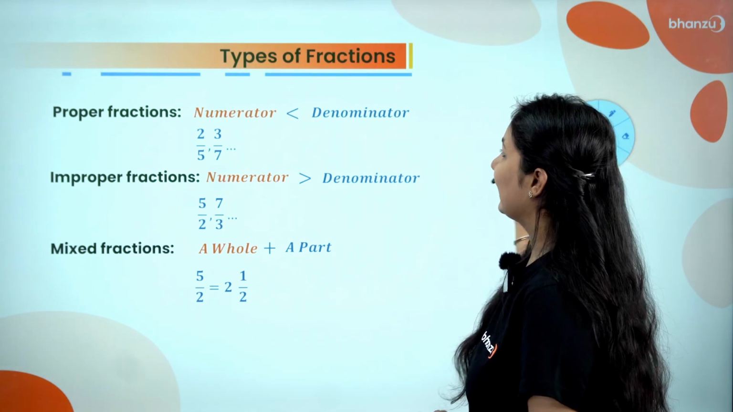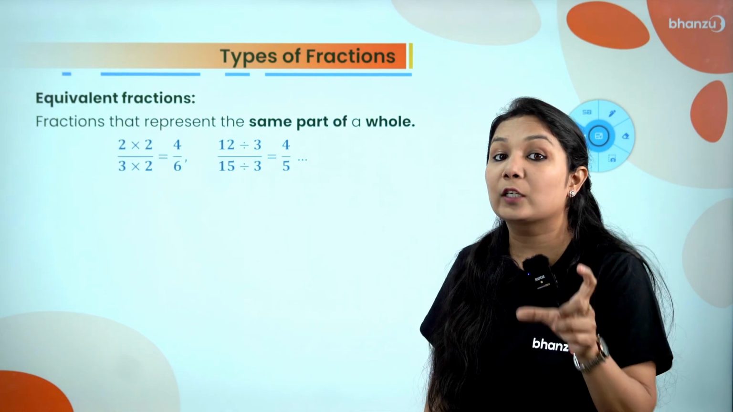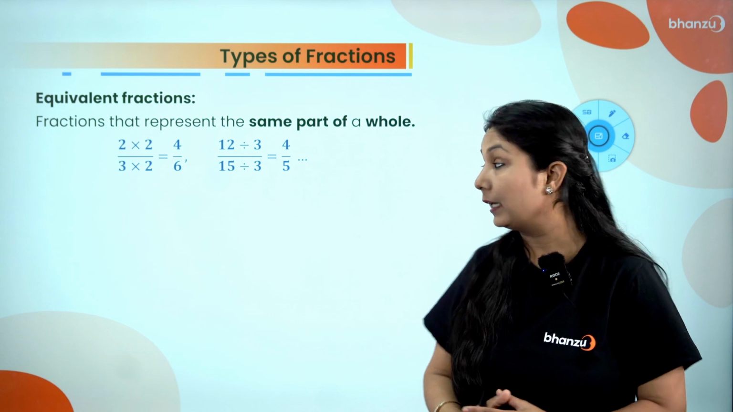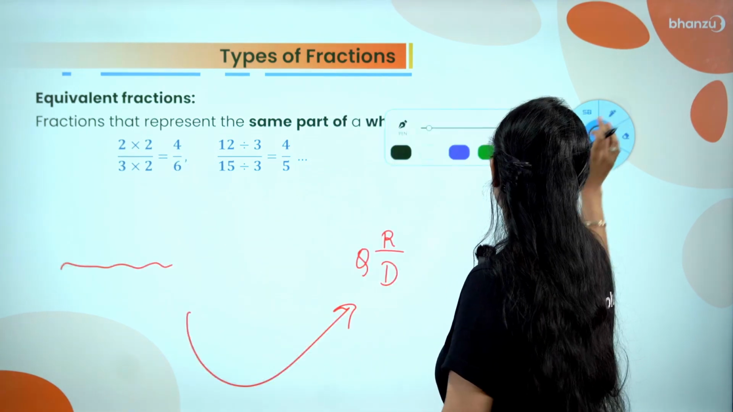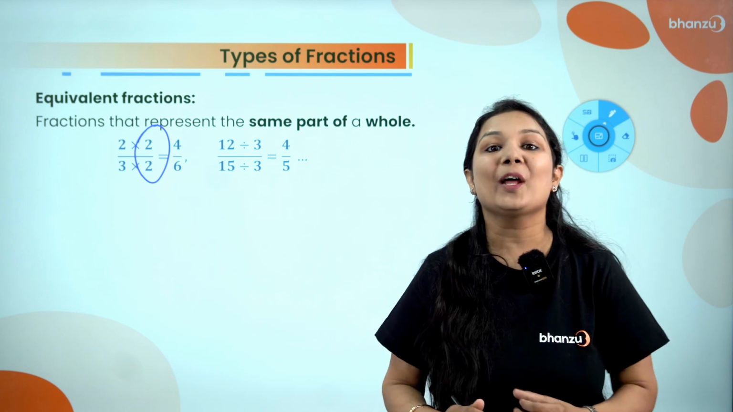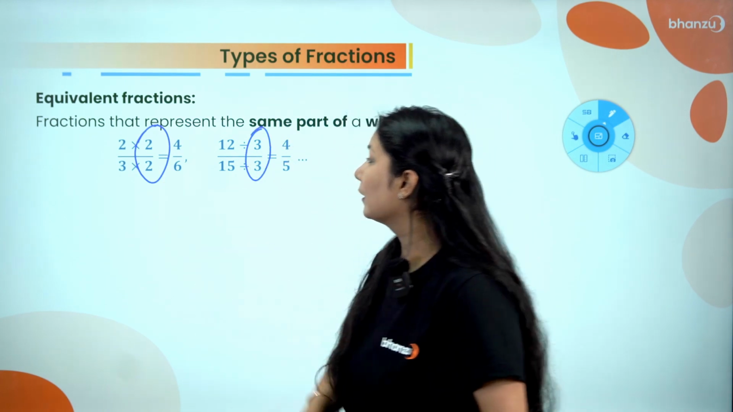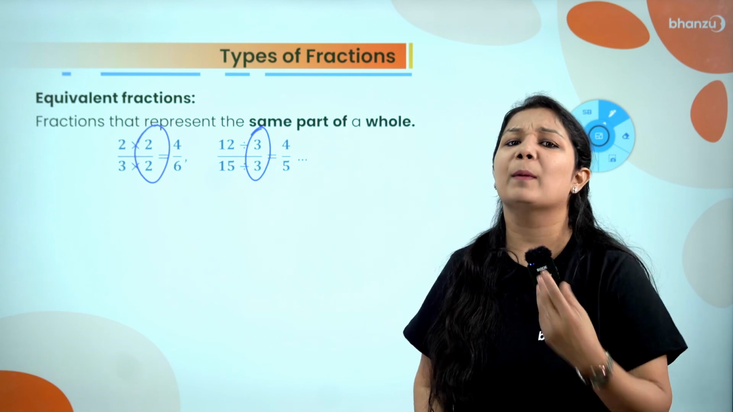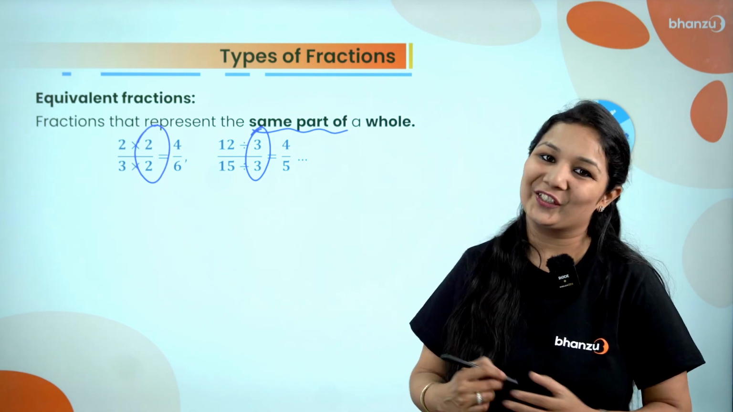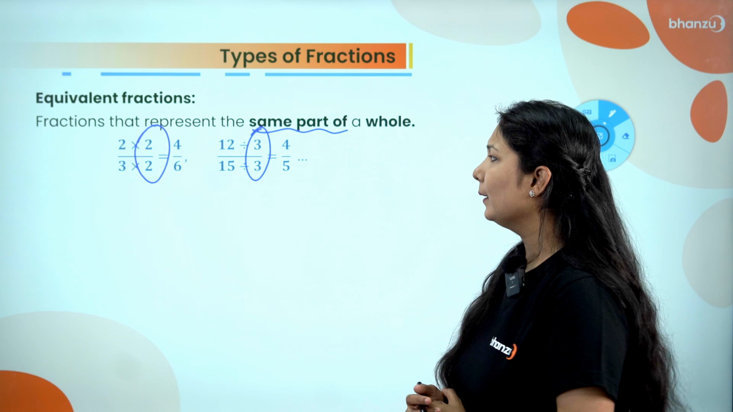Let's move ahead and talk about more types. We have equivalent fractions. What does the word equivalent mean? Where we have something equal. So what is it? Fractions that represent the same part of a whole. Like 2 upon 3, if multiplied by 2 upon 2, is going to give us 4 by 6. This is the same part of a whole because we are multiplying the numerator and denominator by the same whole number. It can also be division by the same whole number. It can be multiplication or division, but it should always be the same number. These are equivalent fractions, and you can find more equivalent fractions for them.